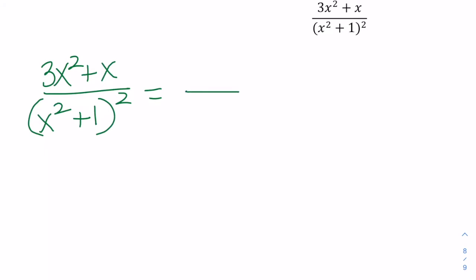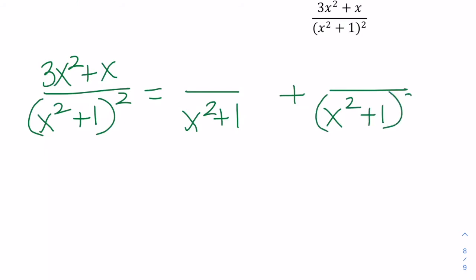So hopefully you are able to pause it. The setup is very similar to the last one. So we have x squared plus 1 and then x squared plus 1 quantity squared. We'll have ax plus b, and that's going to be cx plus d.